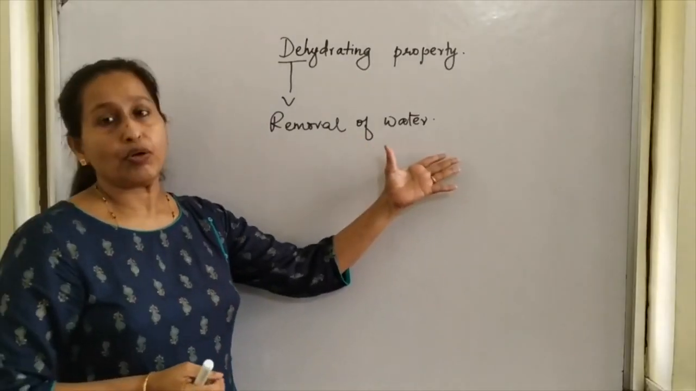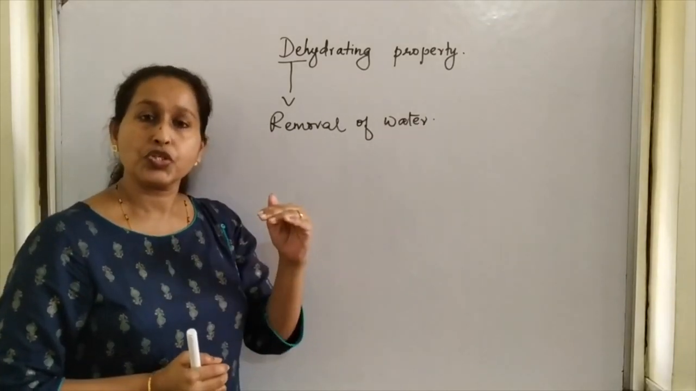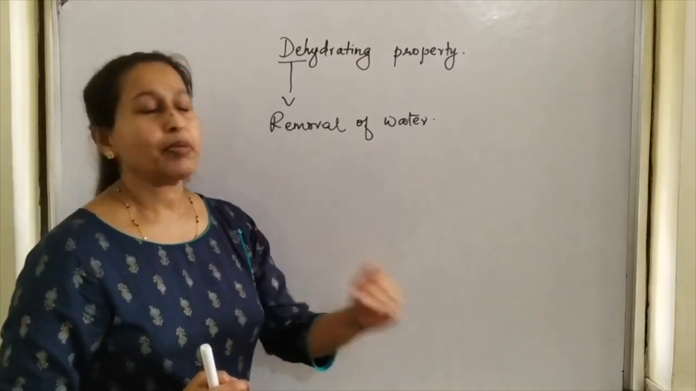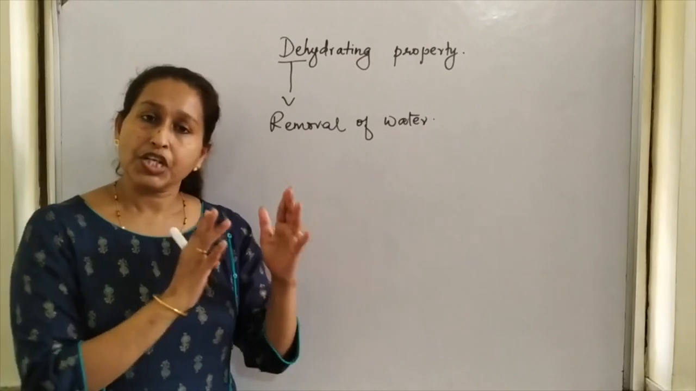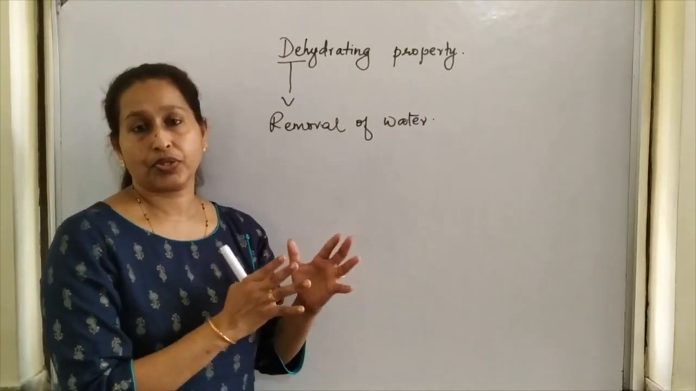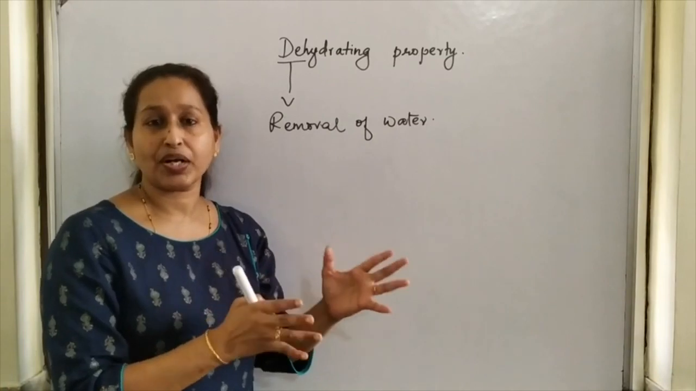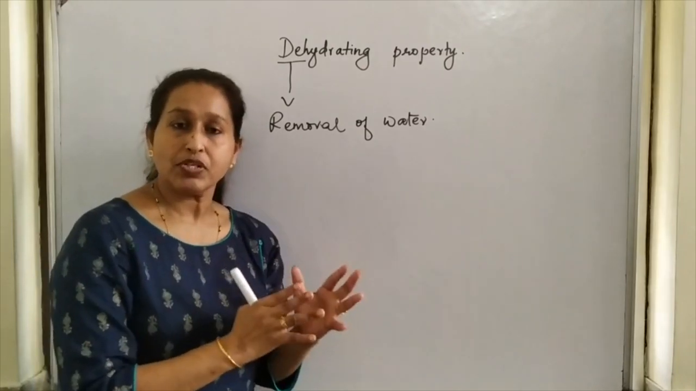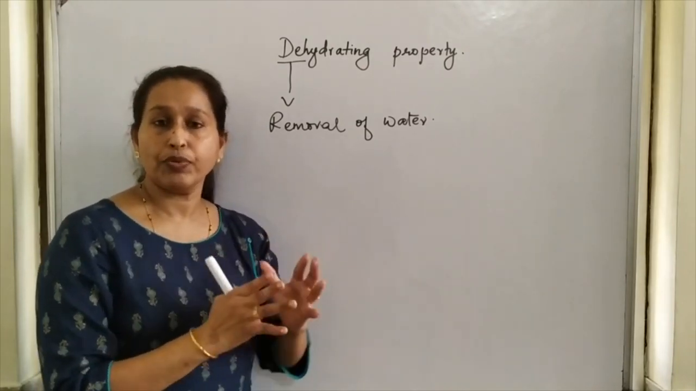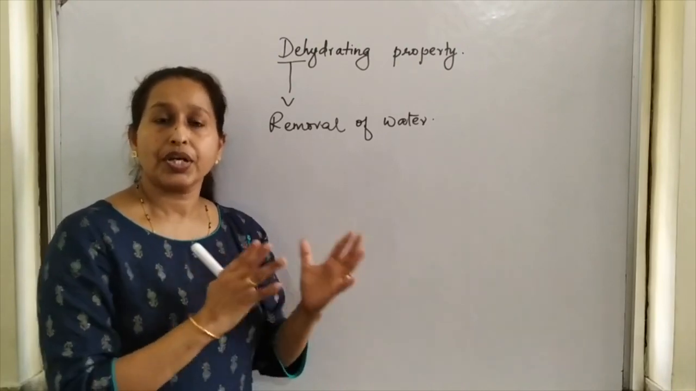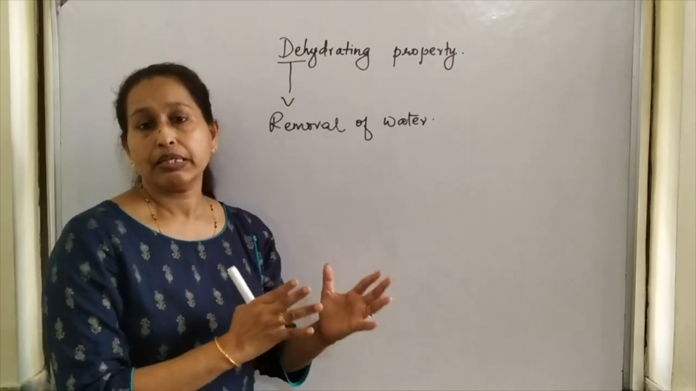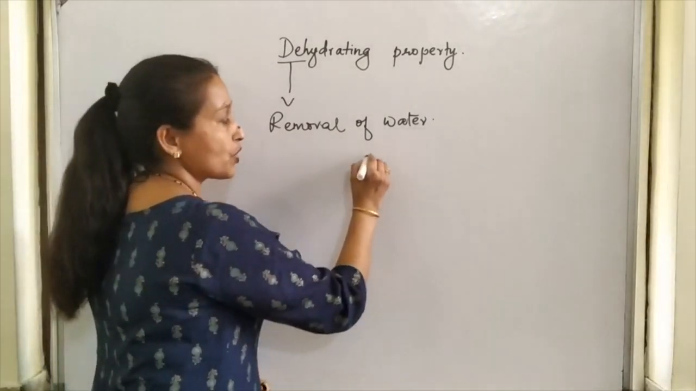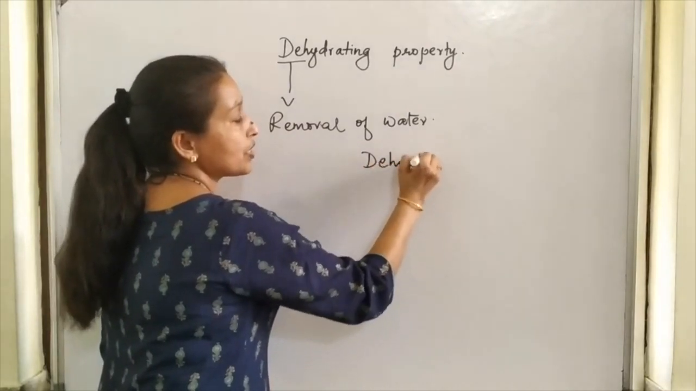So, it is the property of certain substances to remove chemically combined water molecules. Chemically combined water molecules means it will remove the elements of water. You know that the elements present in water are hydrogen and oxygen. So, certain substances have the ability to remove hydrogen and oxygen in the ratio 2:1. These substances which can remove the chemically combined water molecules, we call dehydrating agents.